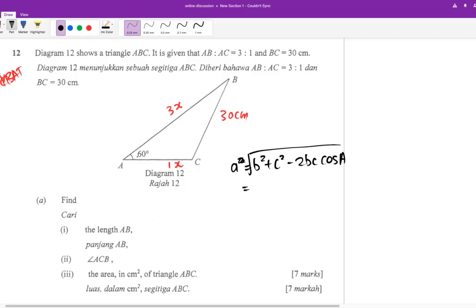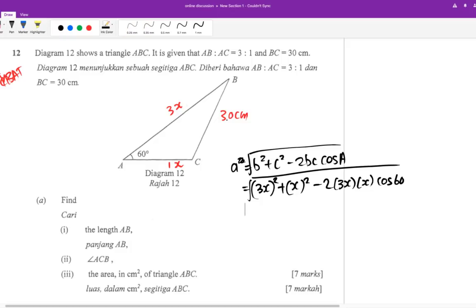Okay, angle A is 60 degrees. So I will say this is 3x squared plus x squared minus 2 multiplied by 3x multiplied by x and then cos 60 degrees. And then I will square root it, and then my a is basically 30. I can get 30. Actually, I don't need to square root it because at the end I need to move the square root to the other side, becoming 30 squared.